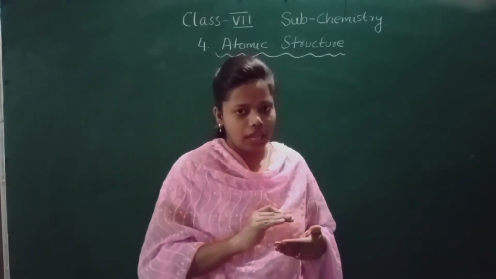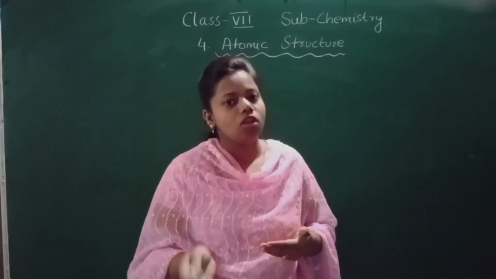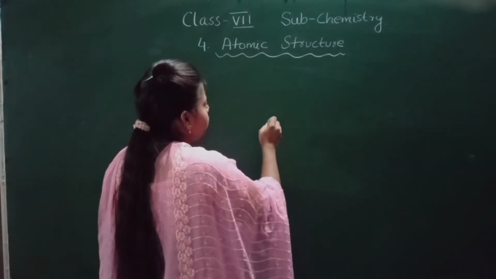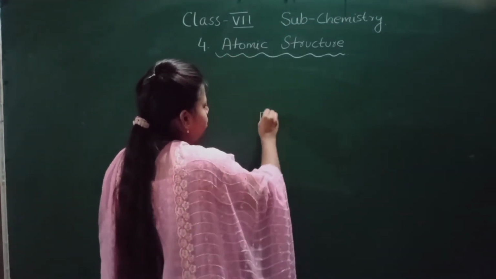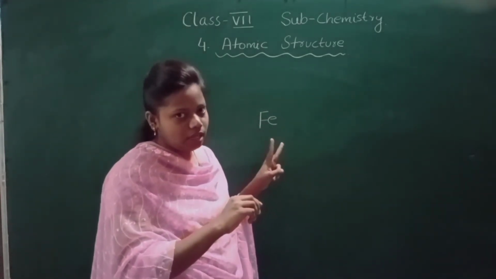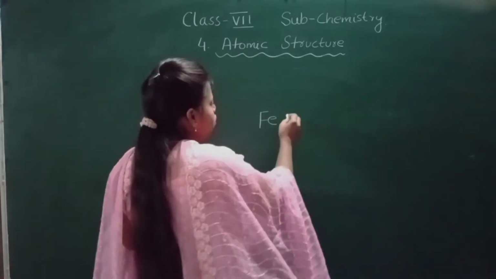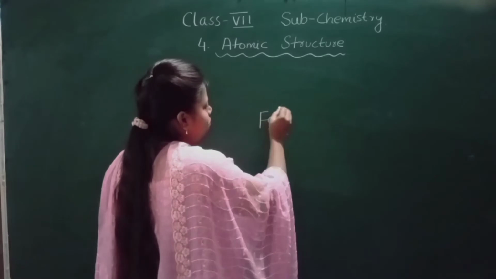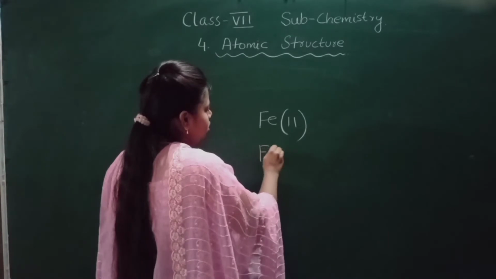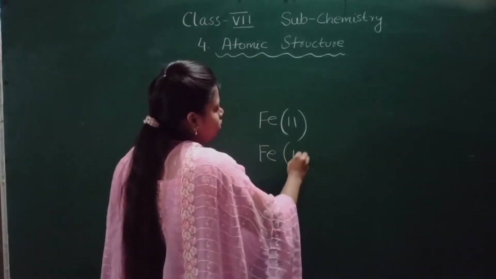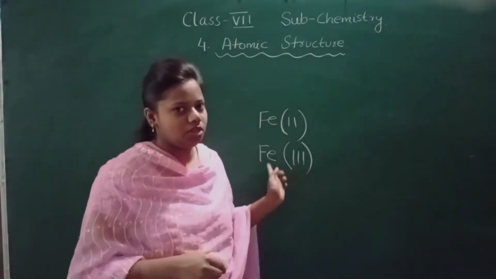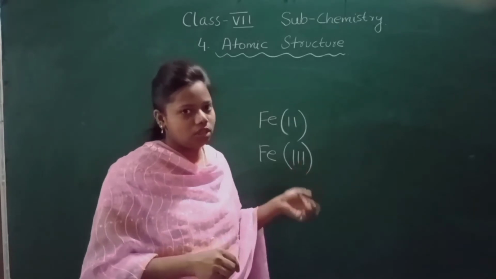And I have even taught you that for the elements which have more than one valency, we write the symbol. Like the symbol of iron is Fe, and it has two valencies, one is 2 and one is 3. So for the one which has valency 2, we will write the symbol with capital Roman numeral II, and if it has valency 3, we will write the symbol of iron and capital Roman numeral III. In this way we represent an element which has more than one valency.